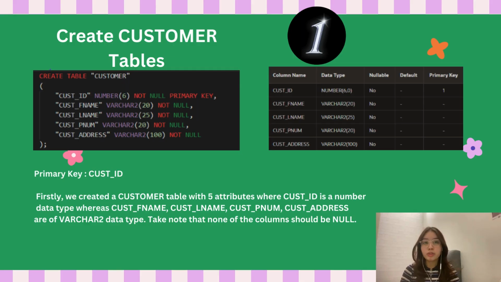We will now move on to the data definition language, where first we create the customer table. Customer table has 5 different attributes that we created: ID, first name, last name, PIN number, and address. And they are of number and varchar2 data types. None of these could be null values, and the primary key is customer ID. The output of the table is as below.